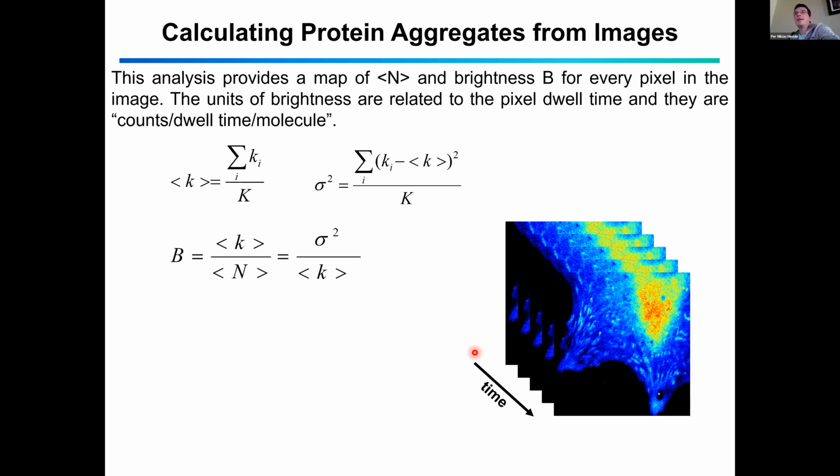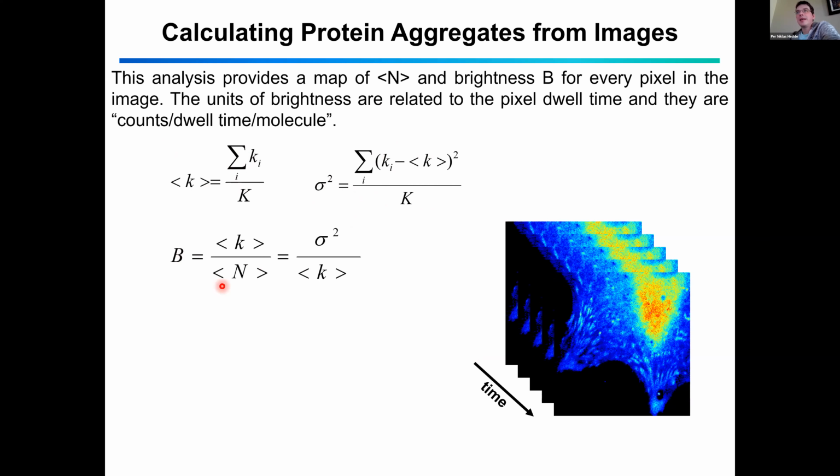Okay, so we are from the image series. Again, to apply this method, you need to collect a series of images in the same plane. Again, can be on the order of 100 images or so. And for each pixel, you calculate the average intensity, which is the formula on the top left, and you calculate the variance, which is the formula in the top right.